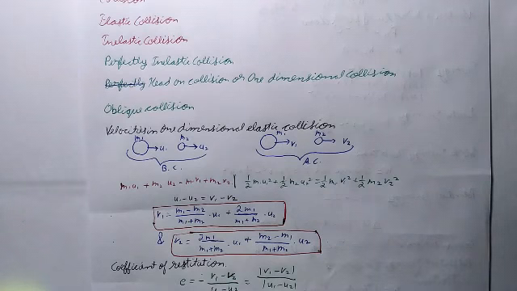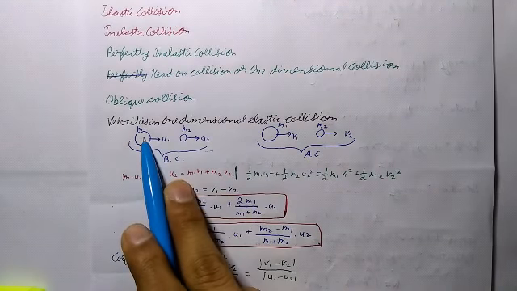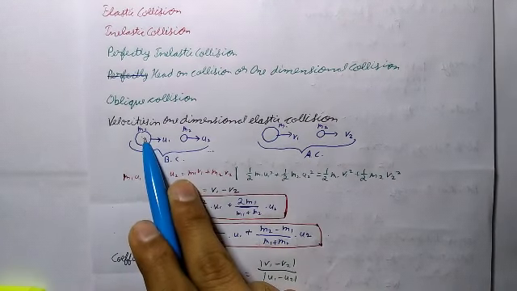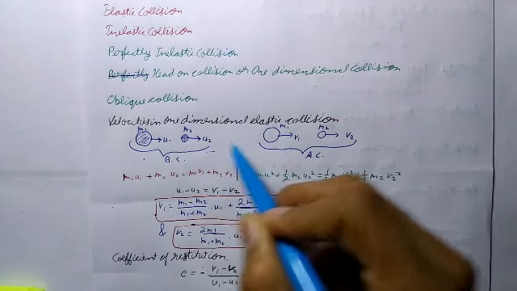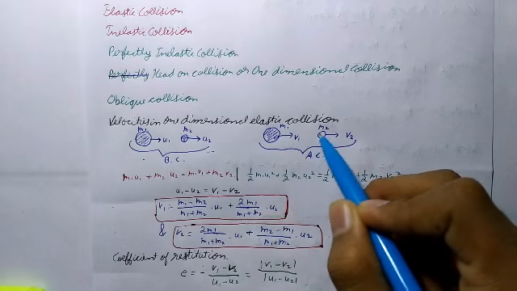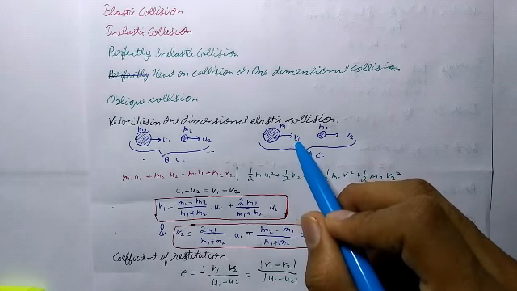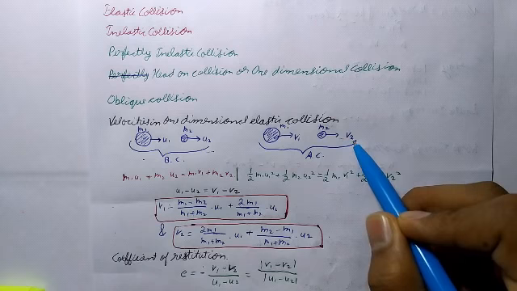Suppose two bodies of mass m1 and m2 moving with velocities u1 and u2, where u1 is greater than u2, in the same direction, suffer head-on elastic collision. Let v1 and v2 be their velocities after the collision. In this diagram, you can see this is object of mass m1. This is object of mass m2. Before collision, m1 has velocity u1, and m2 is moving with u2 velocity. After collision, m1 starts moving with v1 velocity and m2 starts moving with v2 velocity.